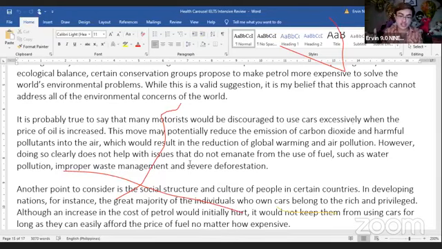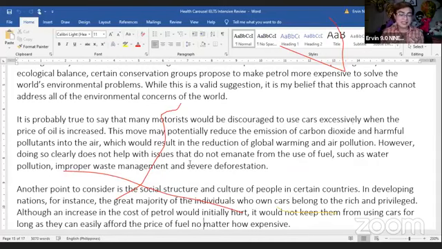Look at how he shifted. He started with probably, excessively, potentially, but this time around, he did not settle for the adverb form. He used an adjective this time, harmful pollutants into the air. Moving on, which would result in. Everyone pay attention to result in.